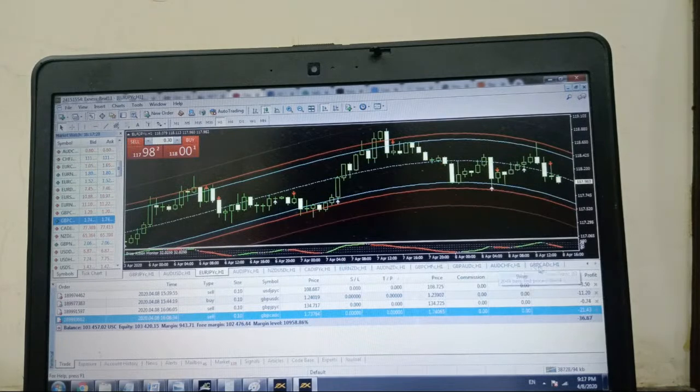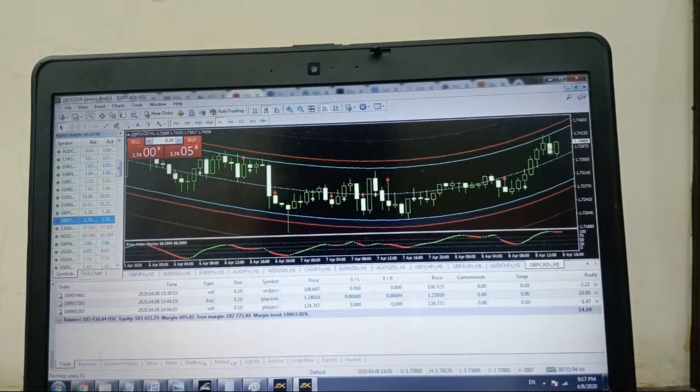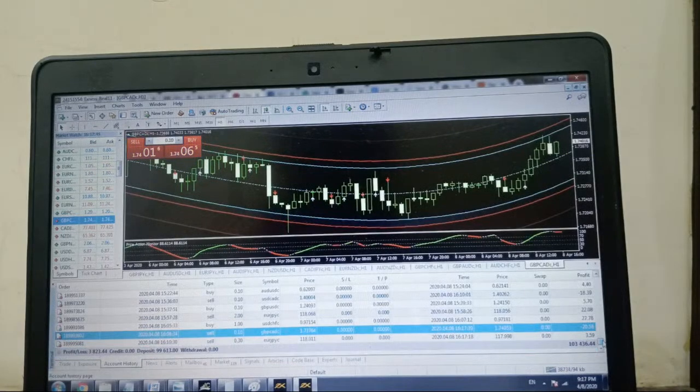So Great Britain pound Canadian dollar. Okay, who suggested that I take a sell position? Who suggested a sell position on Great Britain pound Canadian dollar? Because I want to rectify one thing. I have closed it at a manual stop loss of 20.58. Let me tell you what the mistake was.